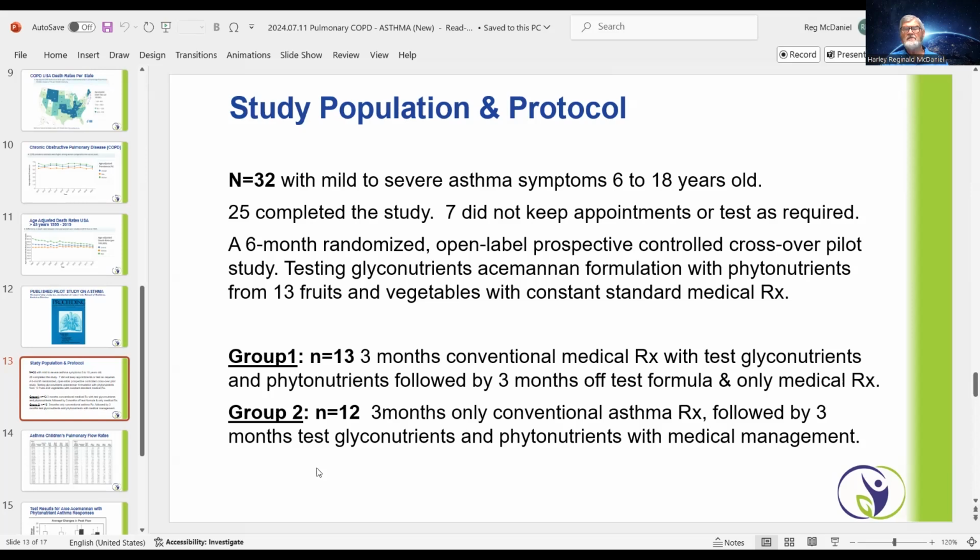And group 1 had 13 in it, and they all continued their conventional medical regimen and had added to it the mixture of the aloe and the nutrients, phytonutrients, and they were on for 3 months, and then they were off. And group 2 was 12, and they had certainly conventional asthma therapy, and they had 3 months of glyconutrients and with medical management.